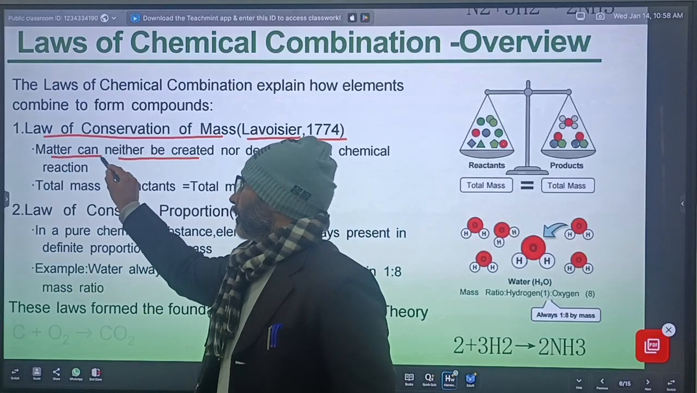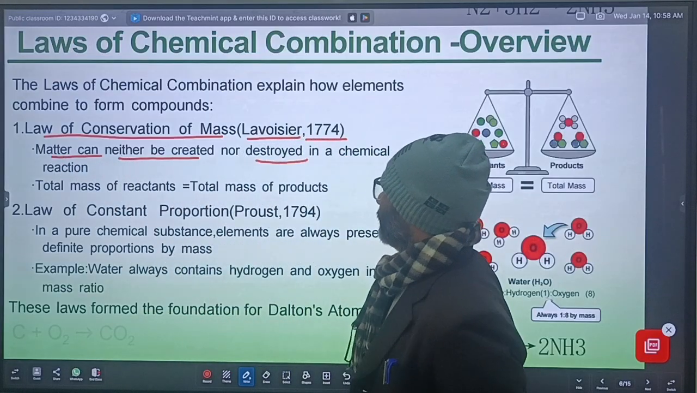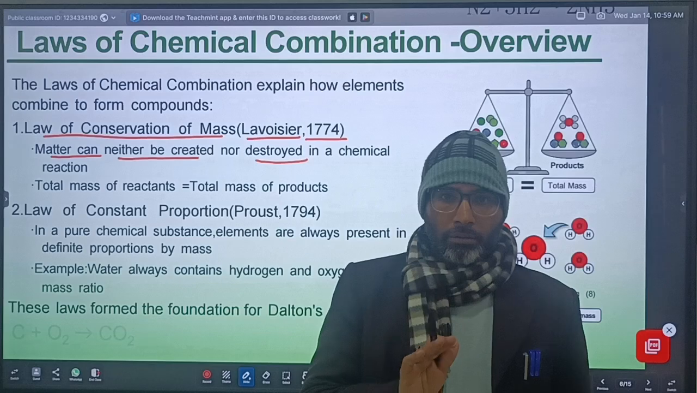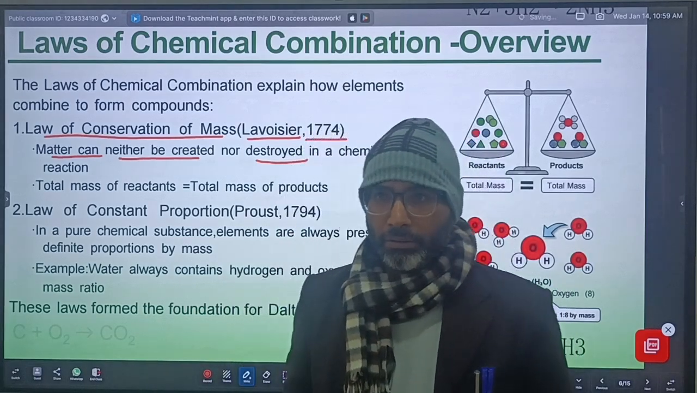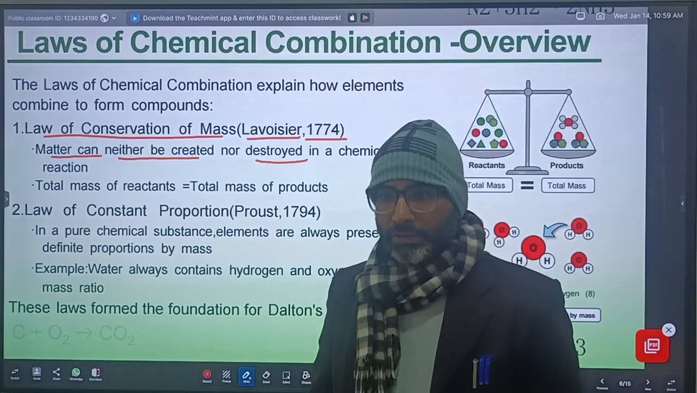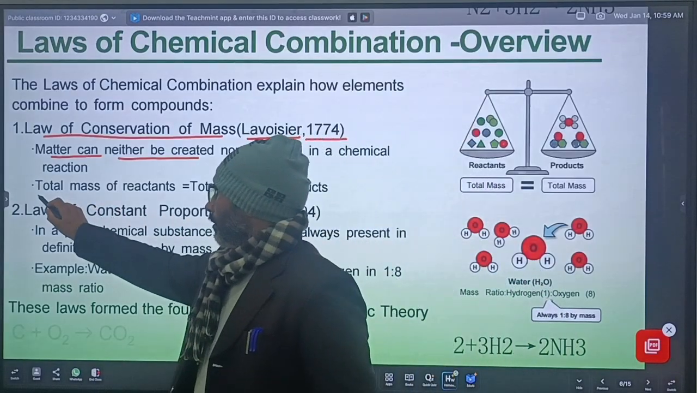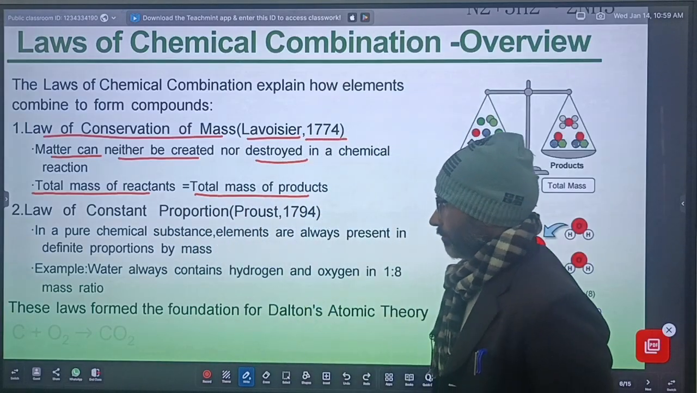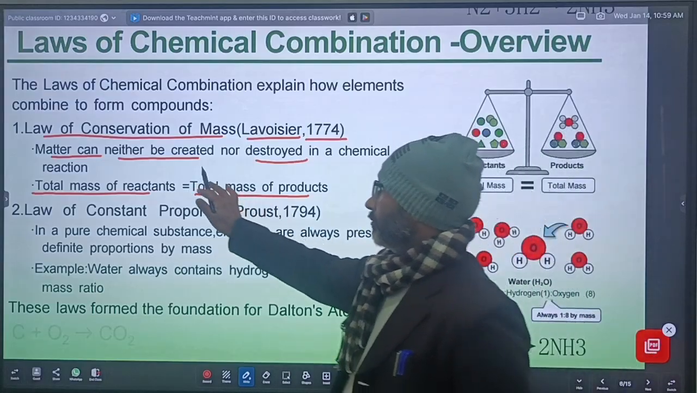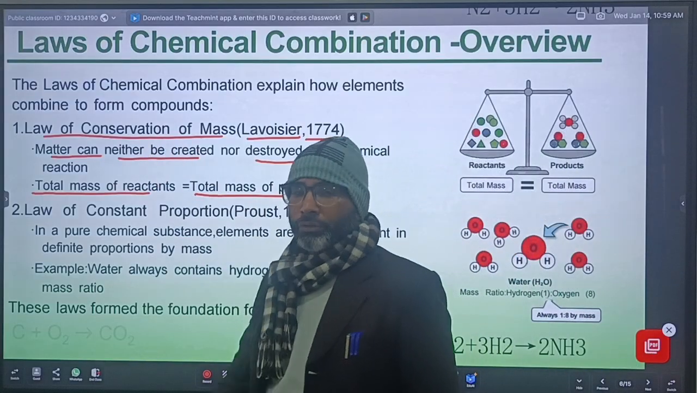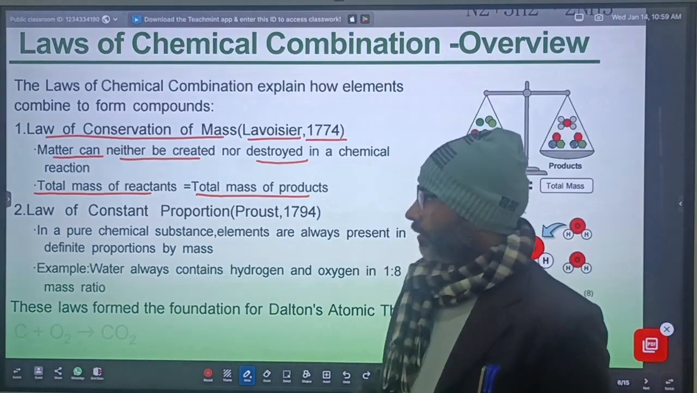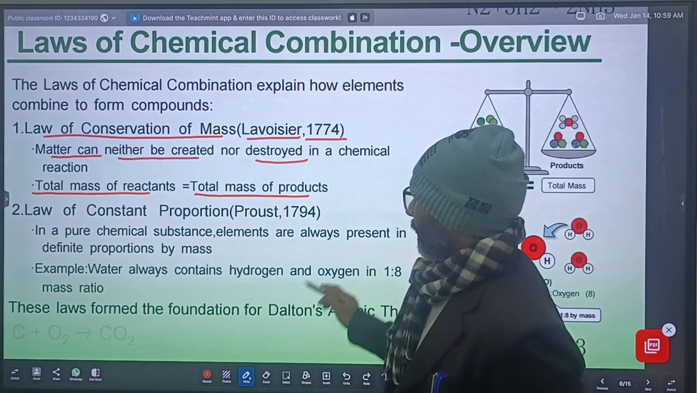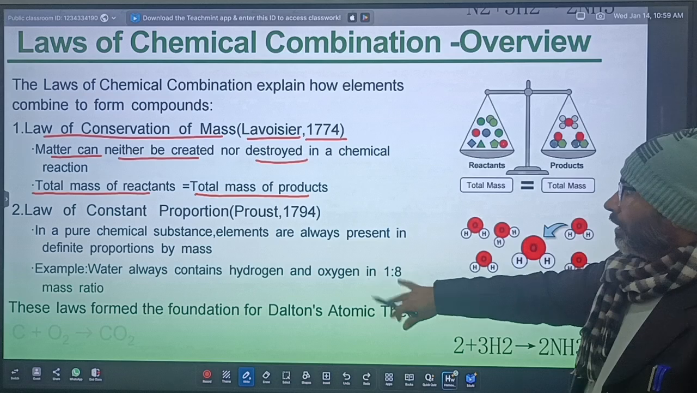According to this law, matter can neither be created nor destroyed in a chemical reaction. What is matter? Matter is anything that occupies space and has mass. The total mass of the reactants before the change and after the change always remains the same. This is the law of conservation of mass. Conserved means which does not change during the change, which remains constant. We will discuss this law in the next slide.